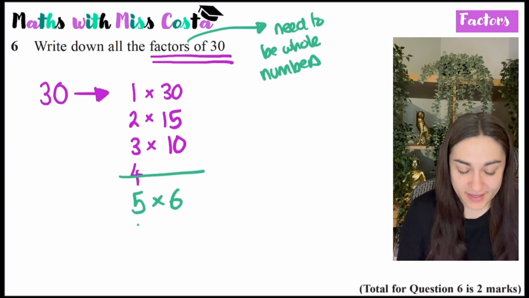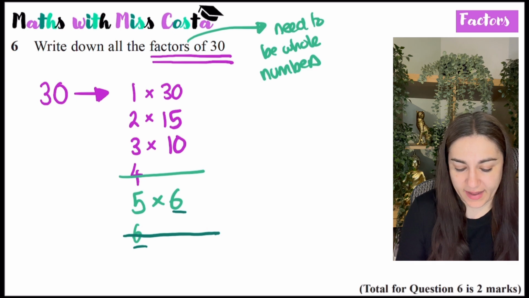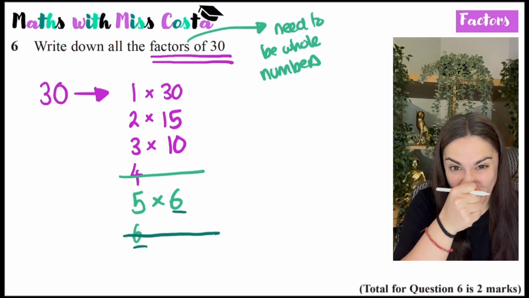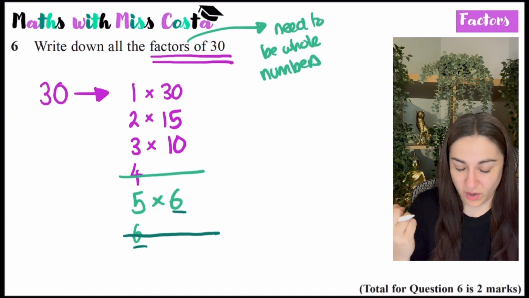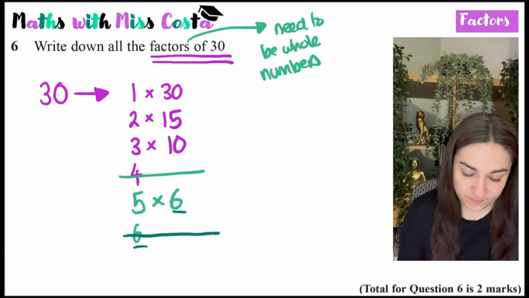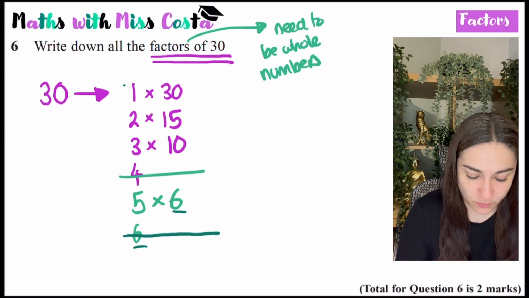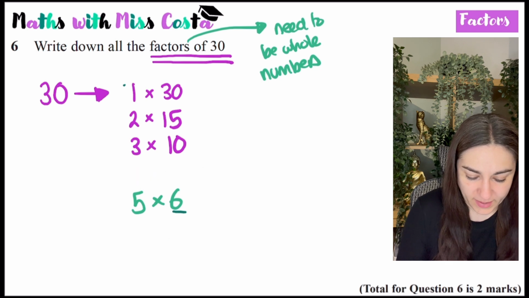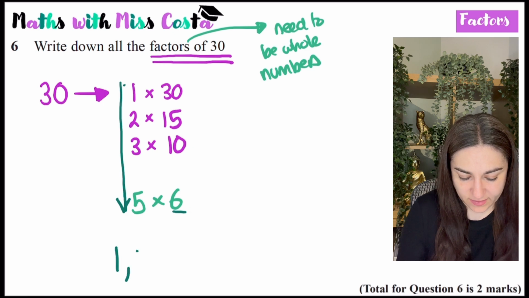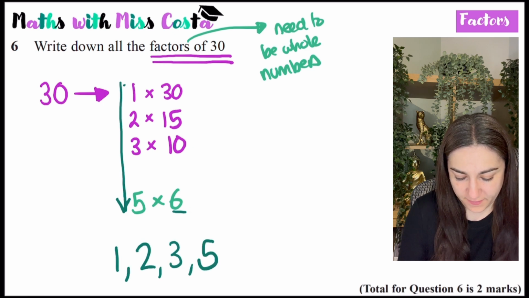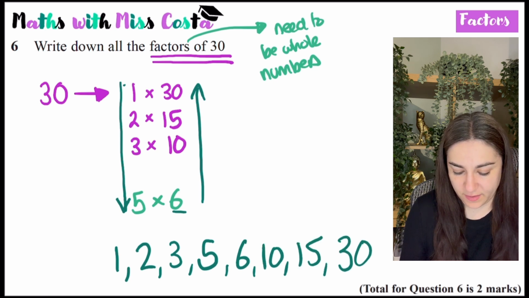The next thing I could try is 6, but I already have 6 on this side here. So once I've done that, I know I've found all of my factors. And if you work up from 1, then there's no chance of missing them. A lot of the time people just miss 1 factor and then they can't get the 2 marks. So they always come in factor pairs, and doing it this way just makes sure you get all of them. So I'm going to work my way down the list and write them all down in ascending order. So the factors of 30 are 1, 2, 3, 5, and then I work my way up here, 6, 10, 15, 30.